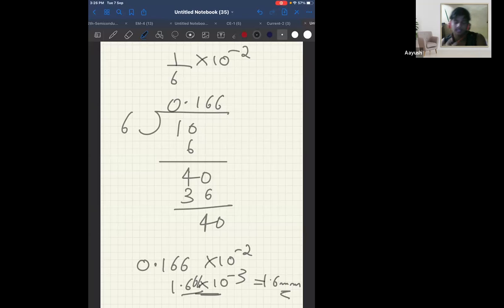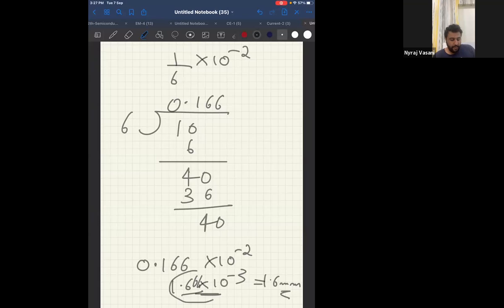Now, Sir, we have done 1.66 in meter, na? 1.66 into 10 power minus 3 meter, correct? Or instead of writing 10 power minus 3, I can write millimeter. This is my answer in meter, 1.66 into 10 power minus 3 meter. But 10 power minus 3 can be written as millimeter.